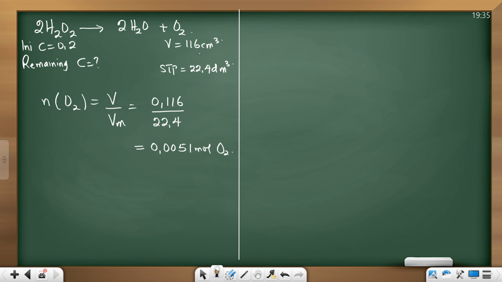Oxygen. Mole ratio. H2O2 and O2. 2 is to what? 1. Are we good? Then what will that give us? 0,0051. If we cross multiply, what will it give us? 0,0102.